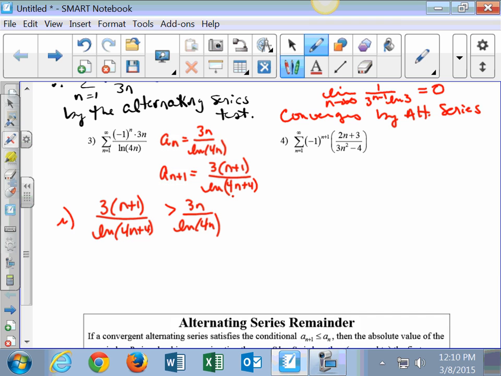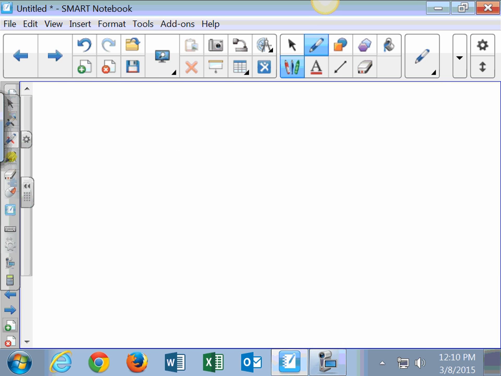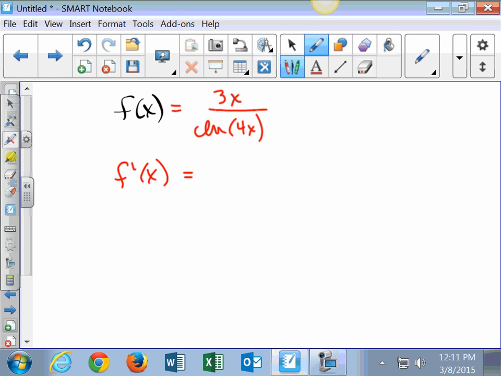So I'm going to just add a page here and say, I want to try something else. I want to look at f of x, which was my a sub n, 3x over natural log of 4x. I'm going to put it in terms of x though. Okay, I want to find the derivative of that. So doing my quotient rule, low d high minus high d low, I would get 3 times the natural log of my 4x minus high, low.